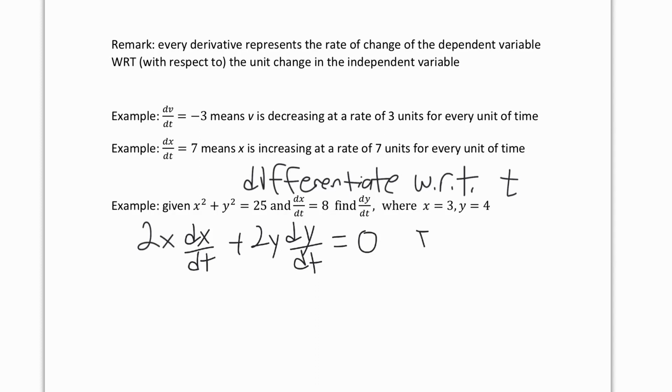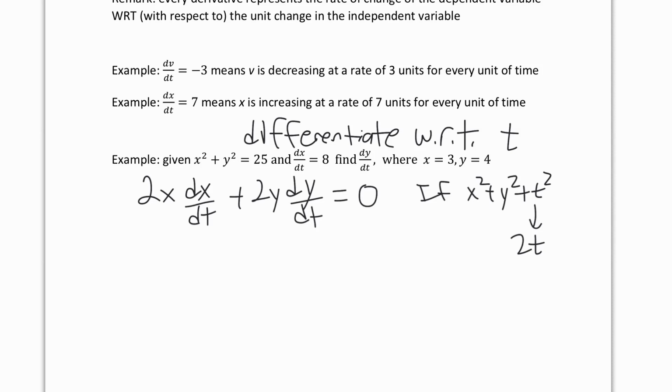If, though, just to help clarify this, if there was a y squared plus t squared at the end, the derivative of t squared would be 2t. But if you have an x or a y, because they're not t, the derivative of them is going to have this extra dx/dt or this extra dy/dt because of implicit. Okay, so we've done the derivative. Now we look and say we have some information. x is told to be 3, y is told to be 4, and dx/dt over here is told to be 8. So let's plug in each one of those numbers.